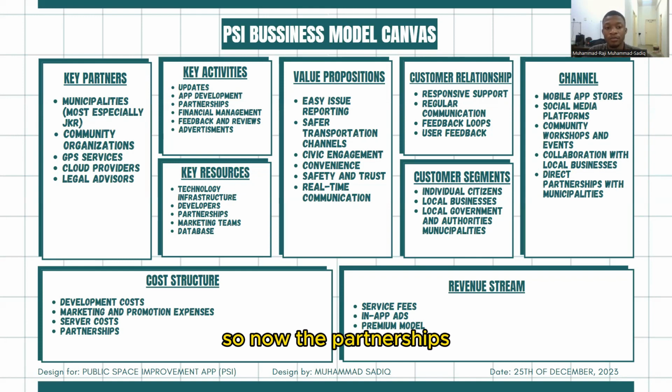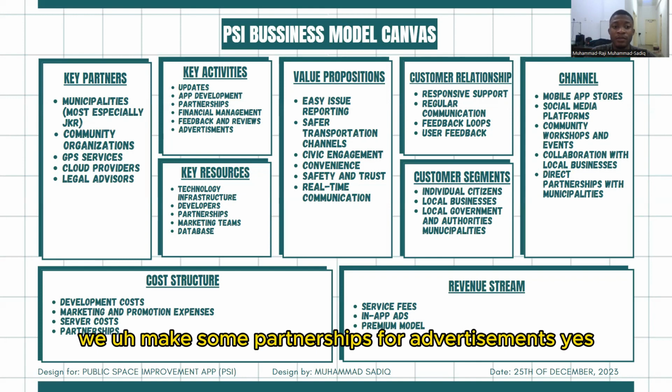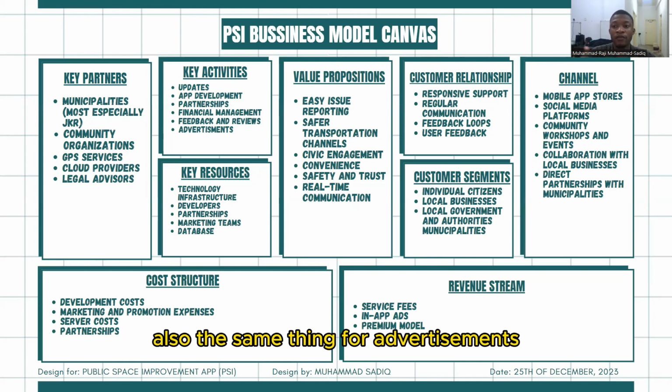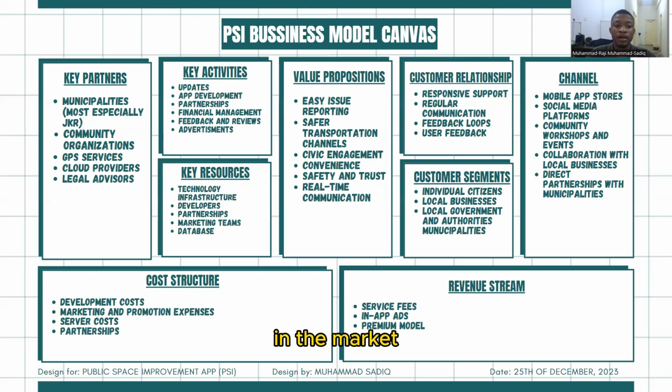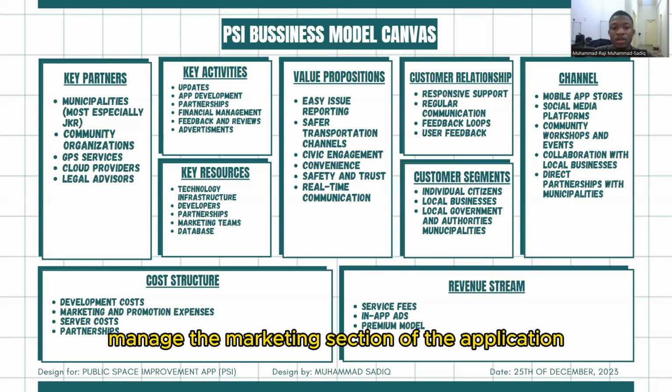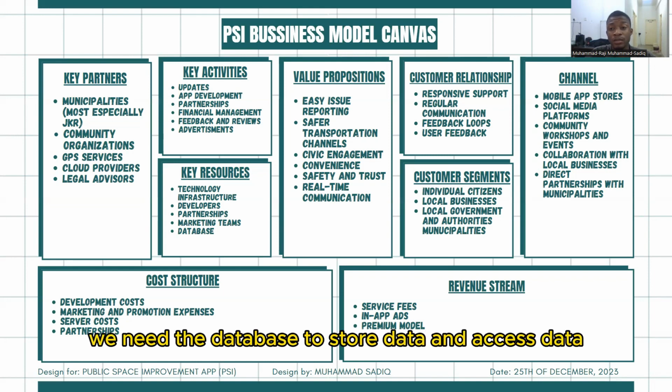So now the partnerships. As I said before, we'll make some partnerships for advertisements. Yes, partnerships here also for advertisement and also to increase the awareness of our application in the market and throughout the country where the application is being used. So marketing teams. After the app is developed, we will need marketing teams to promote our application and to manage the marketing section of the application. And lastly is database. Yes, we need a database to store data and access the data easily whenever we want to access it.